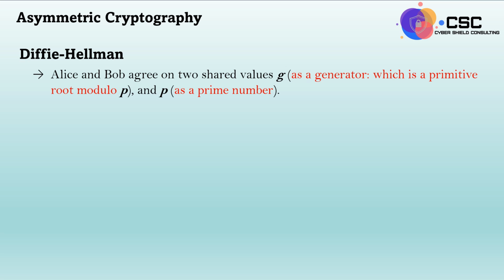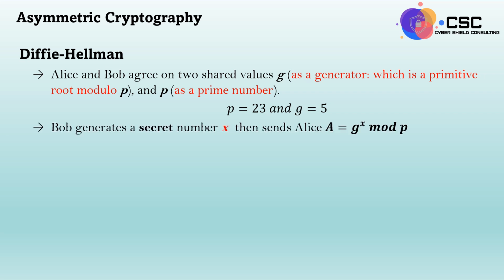First, Alice and Bob agree on two publicly known values, a prime number p equals 23 and generator g equals 5, which is a primitive root modulo p. These values are not secret and they can be shared openly. In step 2, Bob generates a secret number x, and this is only known to Bob. Let's say Bob chooses x equals 4, and then Bob will compute his public value a using the formula shown on the screen, which is g to the power of x mod p. And then the result a equals 4.